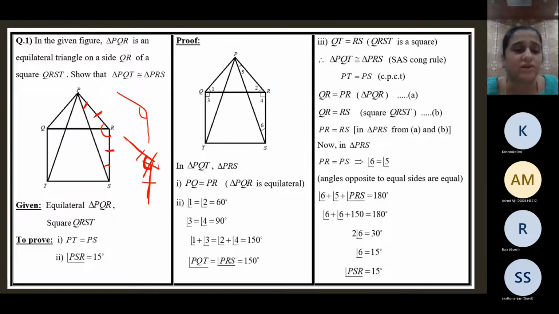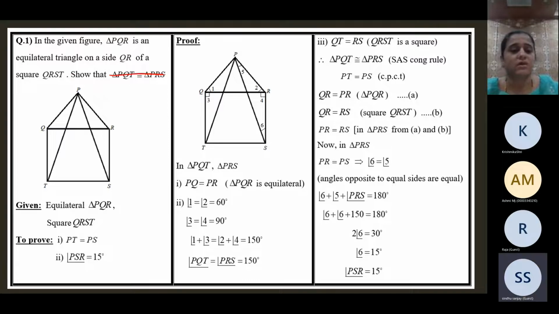Now you know that this angle is 150 degrees. And so what is the remaining sum? 180 minus 150, 30 degrees is the remaining sum. So each angle will be 15 degrees because they are equal. Understood, children?